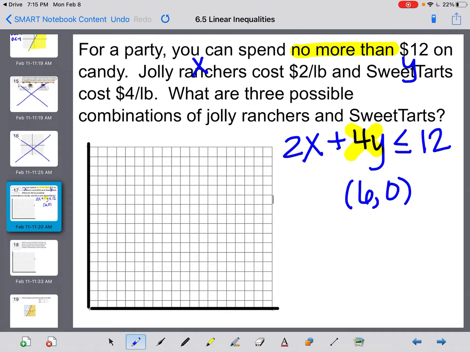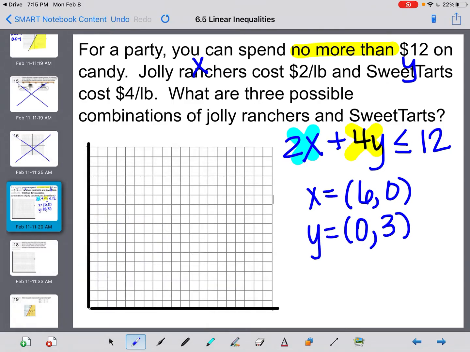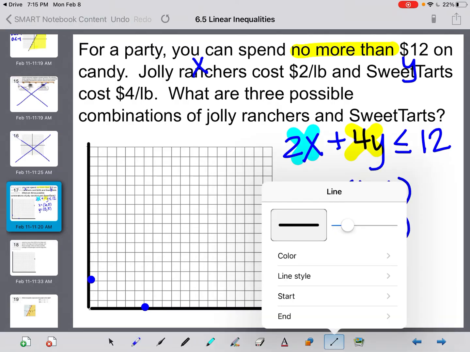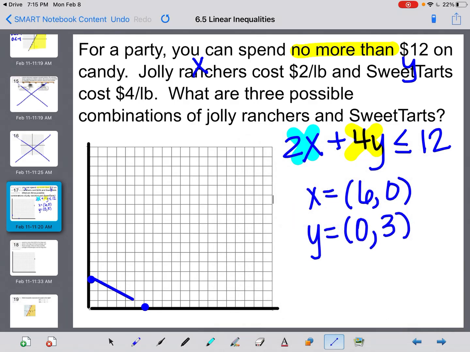My y-intercept, I do the opposite. I would pretend that the x isn't there, and I would have to divide by 4 to get the y by itself, which would leave me with the y-intercept of 0, 3. Okay. Then I'm just going to graph those 2 points: over 6 up 0, put a dot, and over 0 up 3, put a dot. And because it has the equal to bar, I'm going to make a solid line to connect the two.